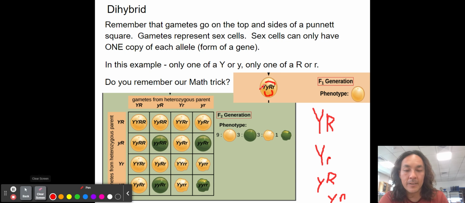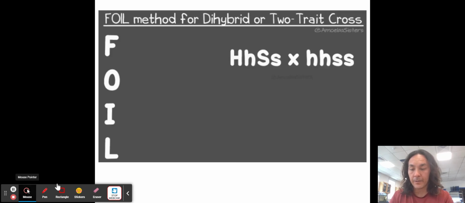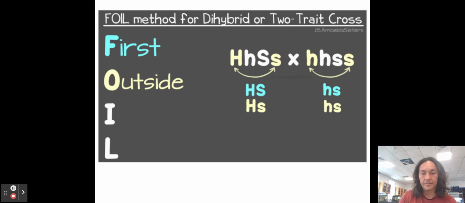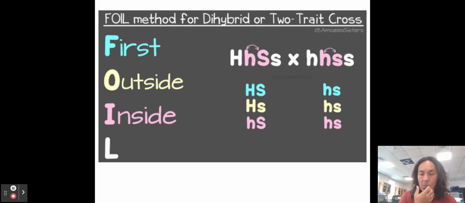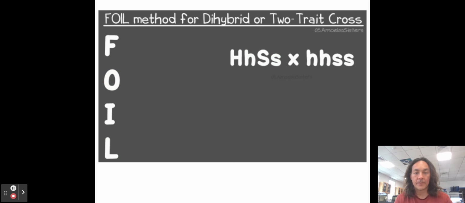And also that it really doesn't matter what order you put these in on the outside of the Punnett square, as long as you have all the possible combinations. So for our class, I taught you and went through it with you a couple of times the FOIL method. So here, let's see it in action. There, that was pretty good. First, outer, inner, last is the way I remember for doing these two-trait crosses.